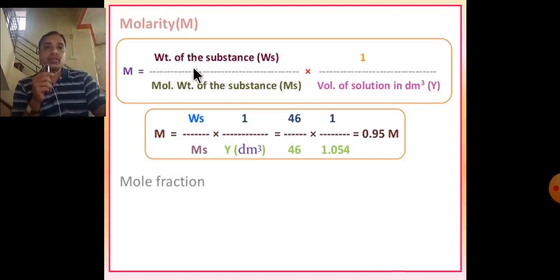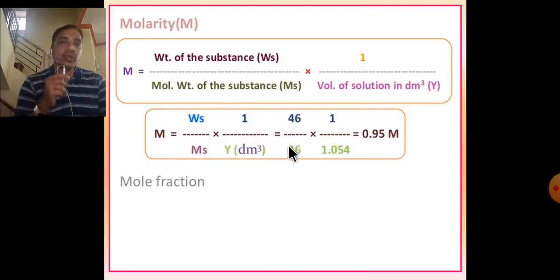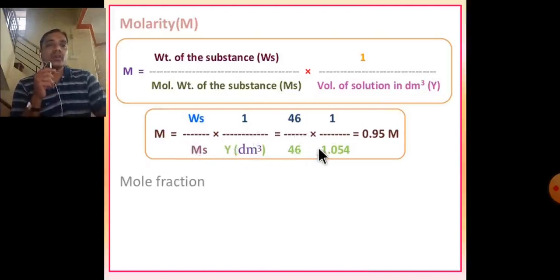Molarity M is equal to weight of substance divided by molecular weight of substance into 1 upon volume of the solution, that is Ws divided by Ms into 1 upon V in dm cube, equal to 46 divided by 46 into 1 upon 1.0554, which is equal to 0.95 molarity.